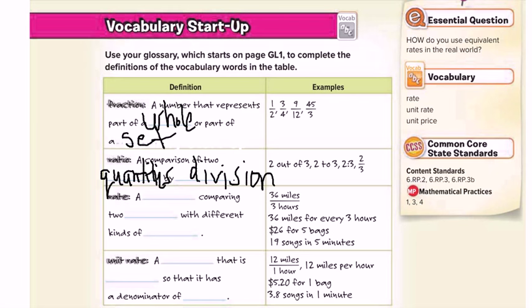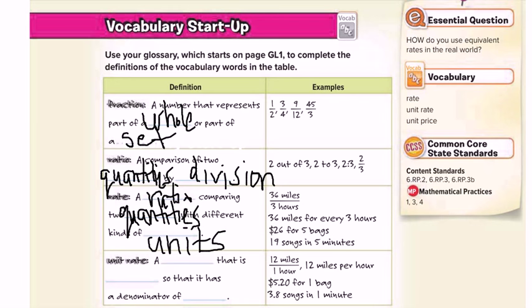A rate is a new term in this lesson. A rate is a specific type of ratio comparing two quantities with different kinds of units. So in our examples, you'll see 36 miles to 3 hours, or 36 miles for every 3 hours, $26 for 5 bags, or 19 songs in 5 minutes.